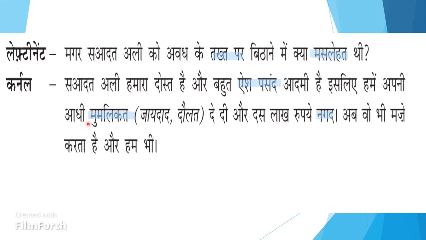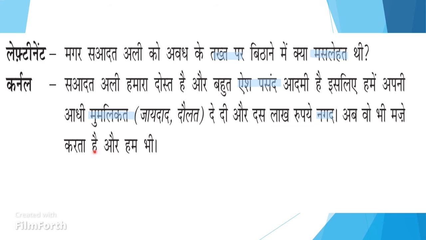So he has given us half of his property, and 10 lakh rupees in cash. Mumalikat means property or wealth. At that time, 10 lakh rupees was a huge amount, children. And just because he wanted to rejoice in life, he worked against his own country. He was in favor of the English people because they were providing him with all things that he could enjoy. Naqad means in cash.